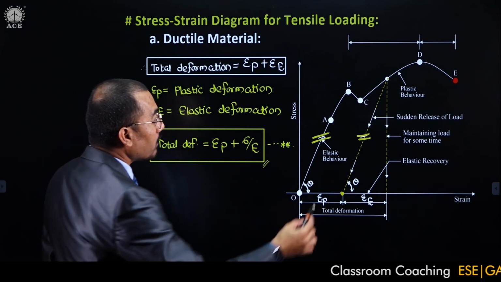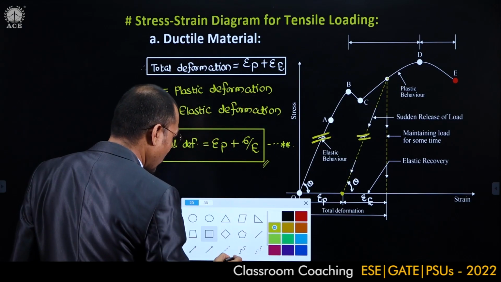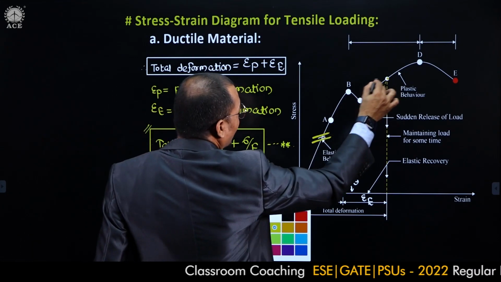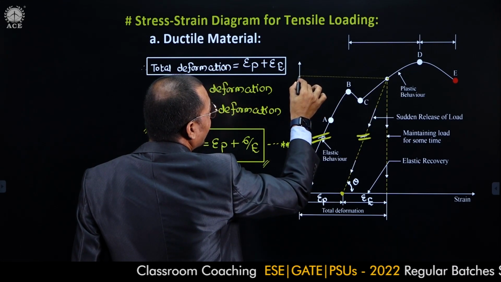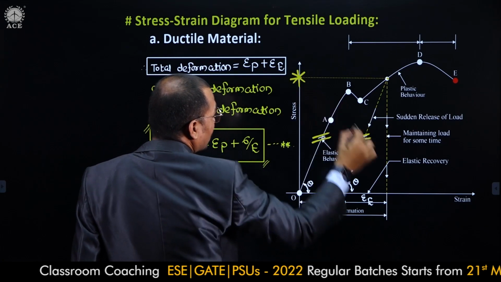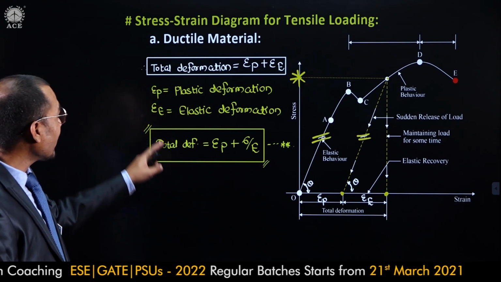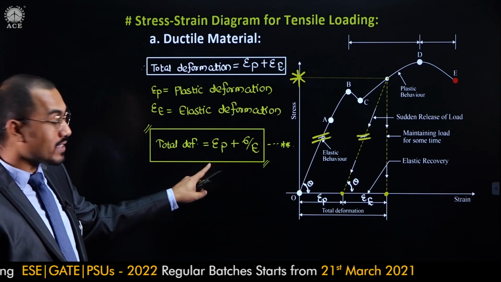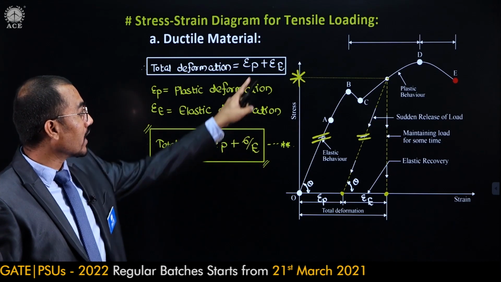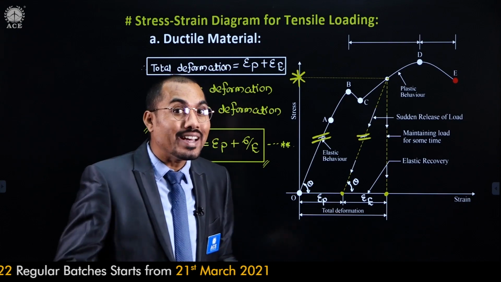And therefore, this is the stress up to which the material is deformed. Can I say that this is the magnitude of stress? It can be anything, right? Against this stress, this is the total deformation, the total strain. But that total strain is a combination of plastic plus elastic. And once I release the load, the elastic deformation gets recovered.